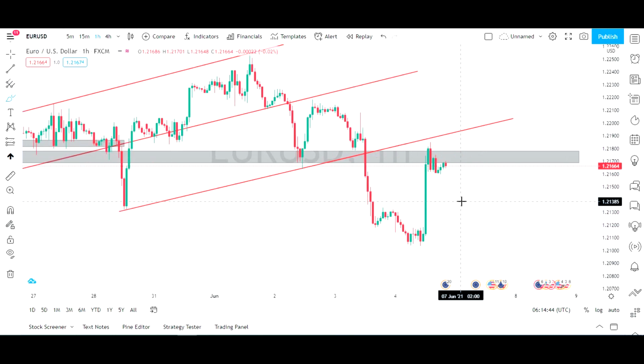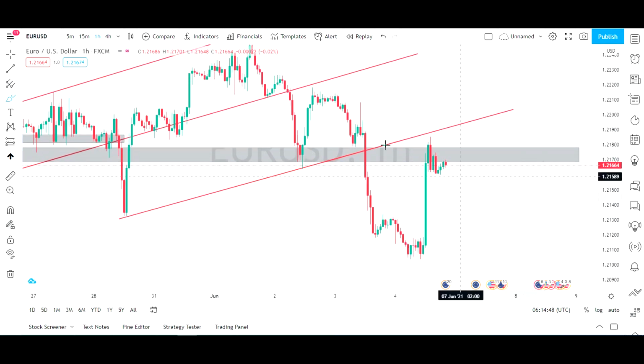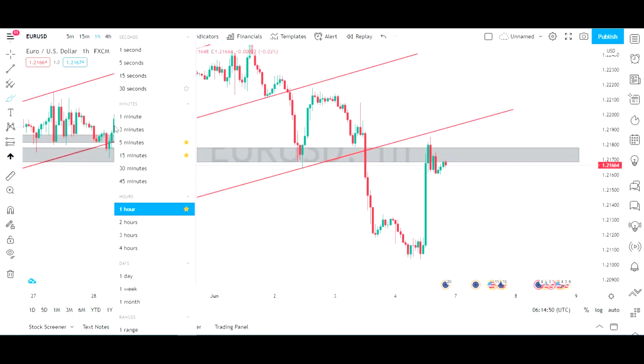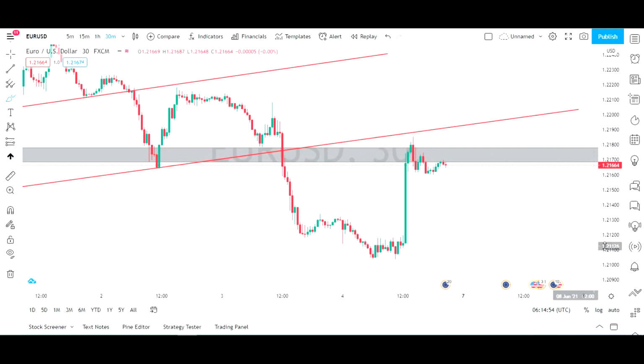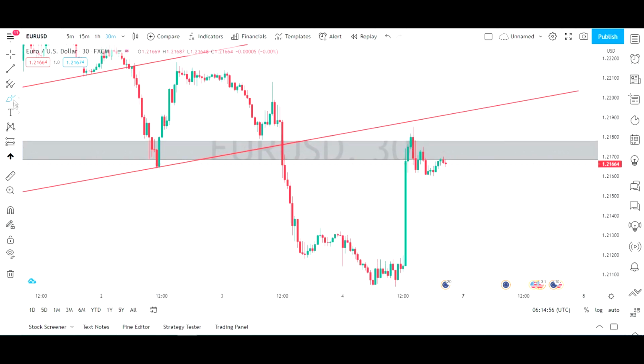Or else again, what I'm seeing is that the market can still come to give us some sort of a double top. Maybe on a very small time frame we can see that double top clearly. Let me just go to 30 minutes. So we can see that the market has this bounce right here.